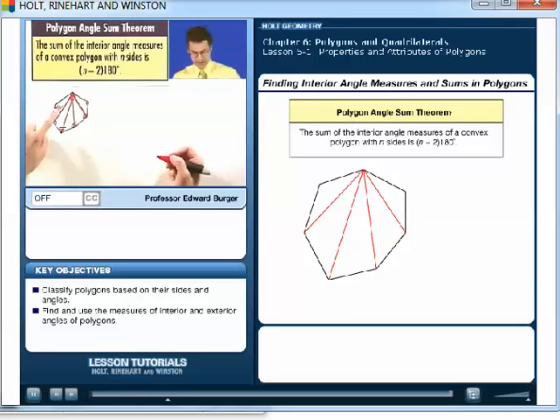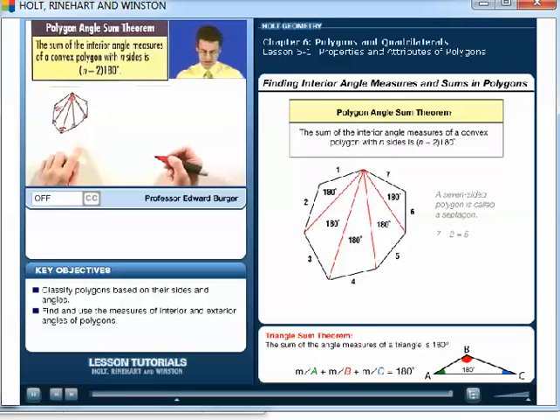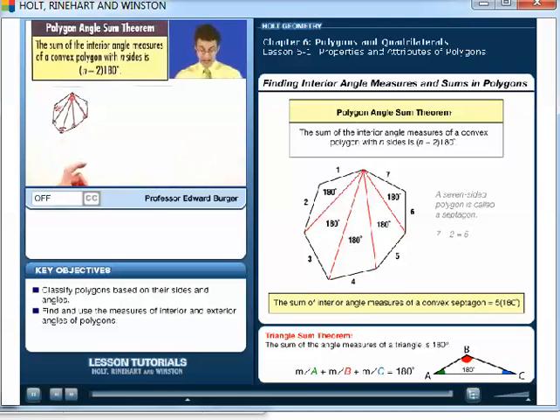And how many triangles do I have? 1, 2, 3, 4, 5. And notice 5 is 2 less than 7, the number of sides I have. Well, if the sum of the angles in each triangle is 180 degrees, then what's the total sum measure of all the angles? It'll be 180 plus 180 plus 180 plus 180 plus 180, which is 5 times 180, which is exactly what the theorem asserts. That's actually the idea, the proof of the theorem.